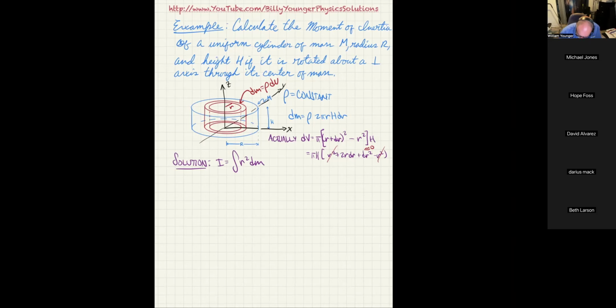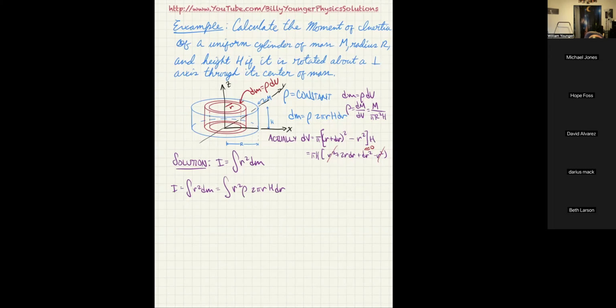And by the way, since dm is equal to rho dv, that means rho is equal to dm over dv, which equals m over v. And of course, v is pi r squared h. So that's what rho is, just like we did with lambda before. Now I can calculate I is equal to the integral of r squared dm. That's going to be the integral of r squared times rho times 2 pi r h dr.